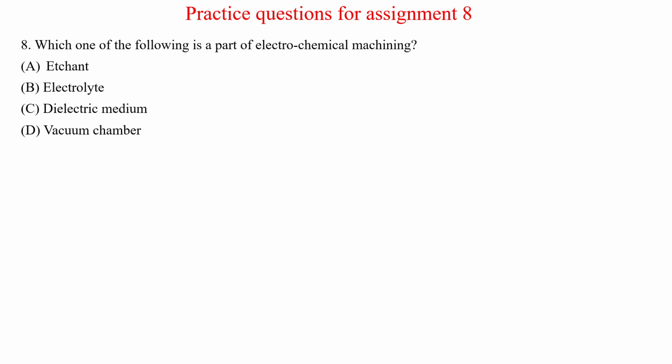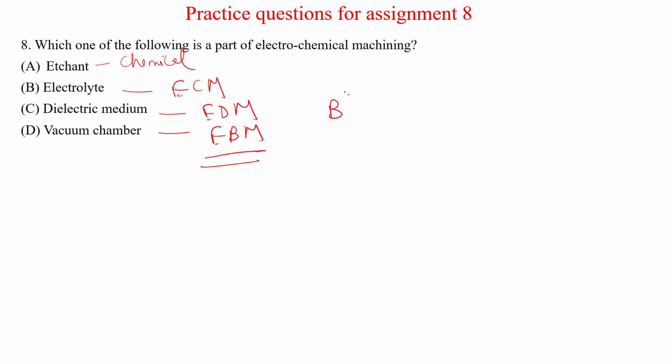Now, 8th question. Which of the following is the part of electrochemical machining? Electrolyte. Etchant is for the chemical process, dielectric is for the EDM, electro discharge machining, and vacuum chamber is EBM, electron beam machining. So the answer is B, electrolyte.